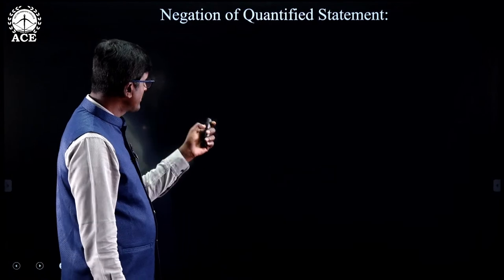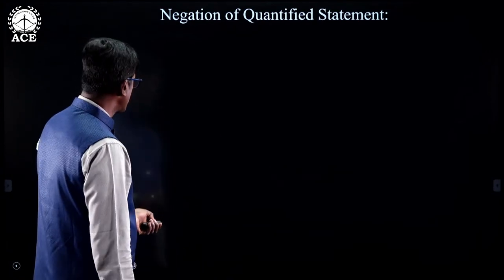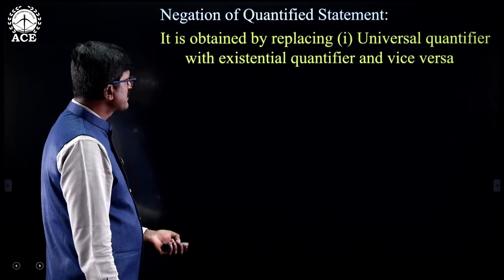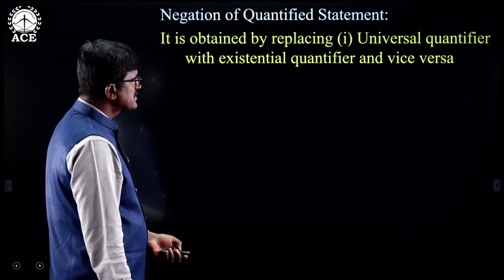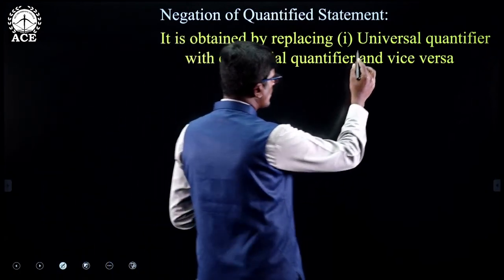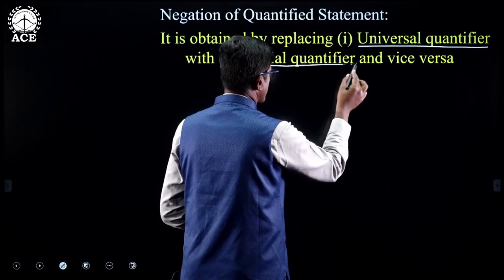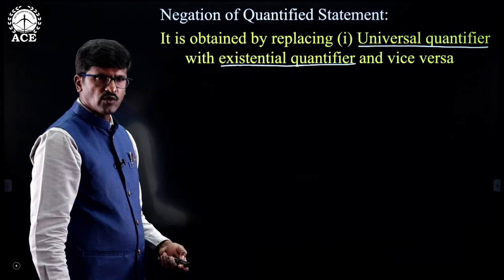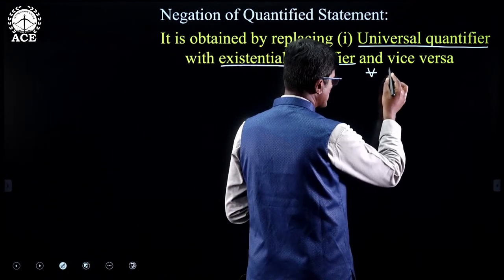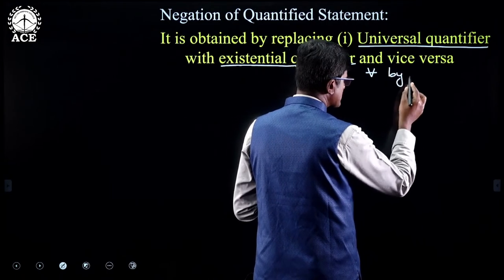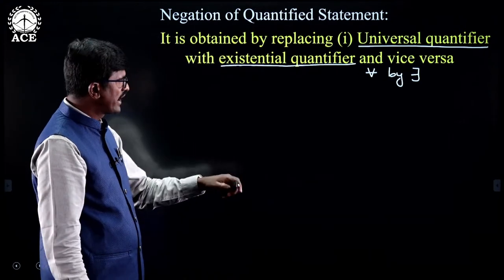If you take the quantified statements, then how to find out the negation of the quantified statement? The negation of the quantified statement is obtained by using these three conditions. Condition number 1, universal quantifier will be replaced with existential quantifier. This is the universal quantifier, that will be replaced with the existential quantifier. So that is condition 1, and vice versa.